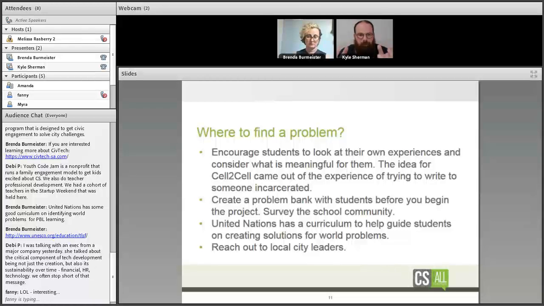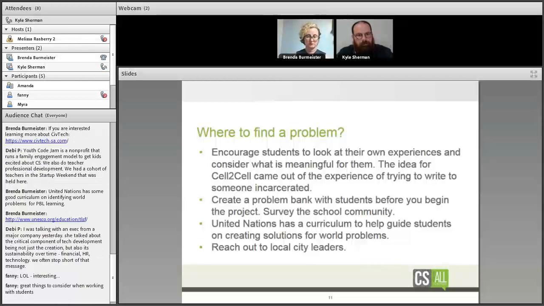Brainstorming is always a really smart thing to do. You can even do it with the whole class, creating a problem bank with students before you even put them in their little project corners. Teach them the importance of getting real-world data, having them go out and survey people around them in their community. It doesn't have to just be campus-oriented. It could be neighborhood-oriented. It could be city-oriented.